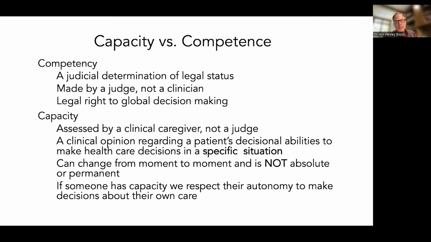And this third point under capacity is really important. It can change from moment to moment. It's not an absolute or permanent decision. And also, it applies to a very specific situation. Someone might have capacity to say yes to a blood draw, to say yes to buying groceries and making minor monetary decisions for themselves, but not have capacity to either consent or refuse major surgery that might be life-saving. So again, capacity can change from moment to moment.